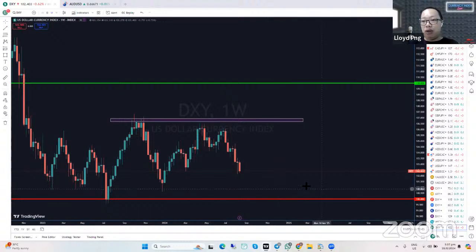Now with that, we are going to attempt trading the strongest against the weakest. First off my list would be the dollar CAD. You can see the dollar is the weakest in my ranking and CAD is the strongest. So let's have a look.